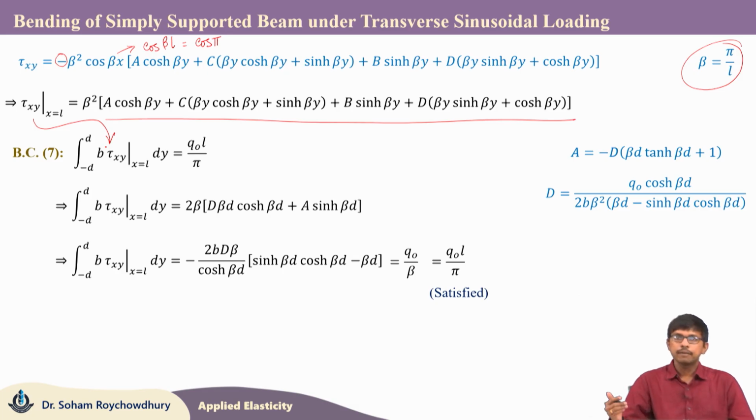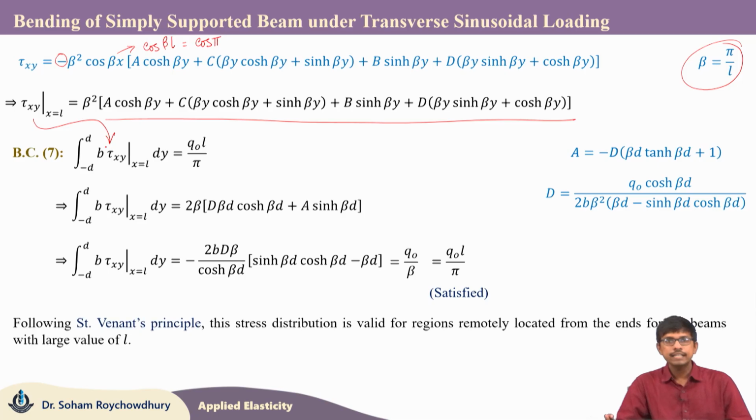So, with this the present Fourier form of solution satisfies all the boundary conditions exactly, and this state of stress, which is expressed by these 4 constants A, B, C, D, is valid for the regions remotely located from the two ends of the simply supported beam. So, apart from those two edges, whatever stress field we got is going to give us the exact stress distribution using Saint-Venant's principle for this particular Fourier form of solution.